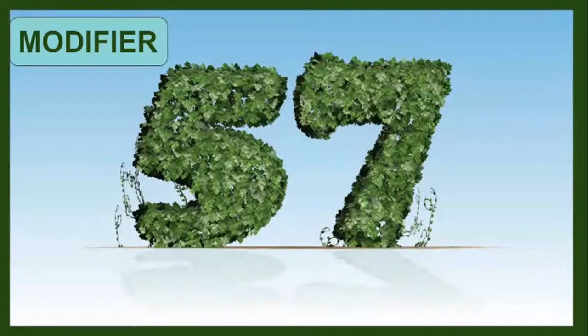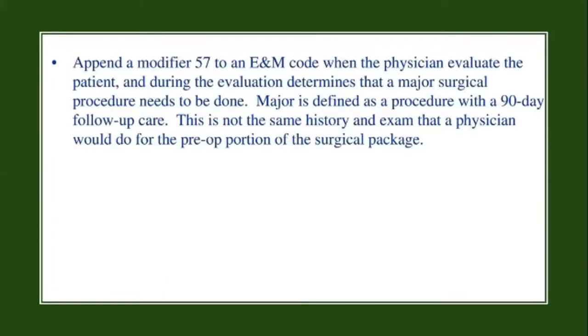Okay, now modifier 57. Append modifier 57 to an E&M code when the physician evaluates the patient and during the evaluation determines that a major surgical procedure needs to be done. Major is defined as a procedure with a 90-day follow-up care. This is not the same history and exam that a physician would do for the pre-op portion of a surgical package.